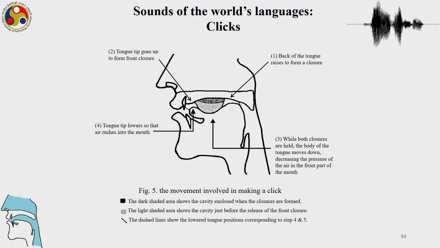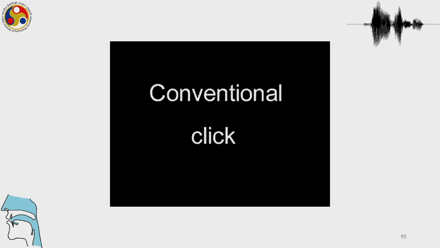So, these are the four gestures involved. The tongue tip goes up, the back of the tongue raises to make a closure, and both closures are held, and then the body of the tongue goes down, and first the release happens from the tongue tip, and that's how a loud sound is produced. Then the back closure is released.